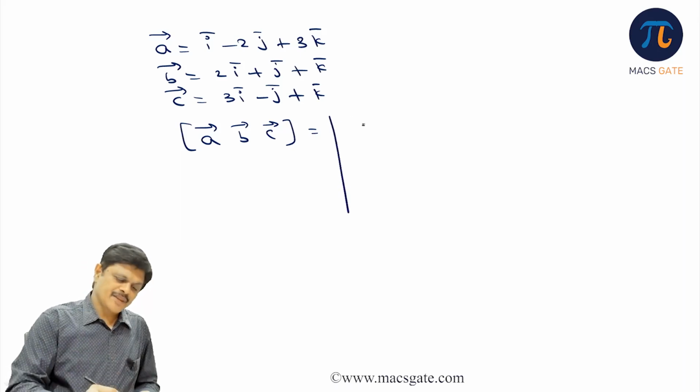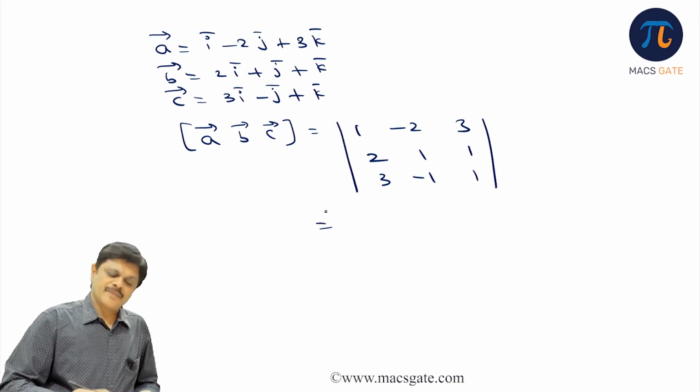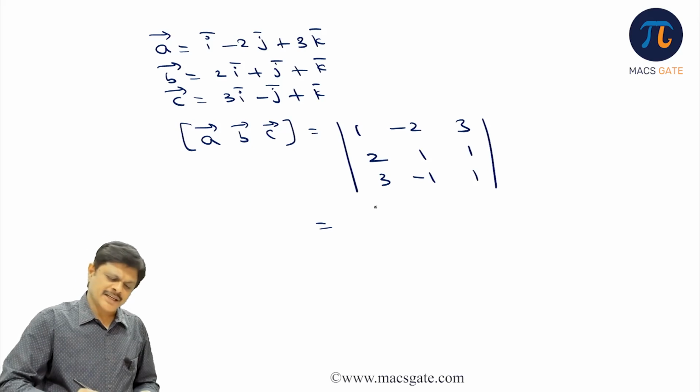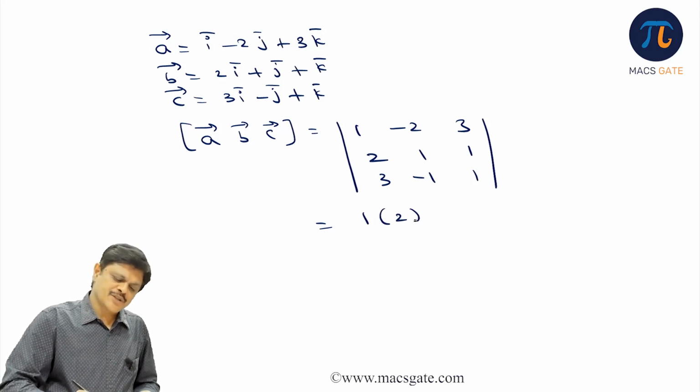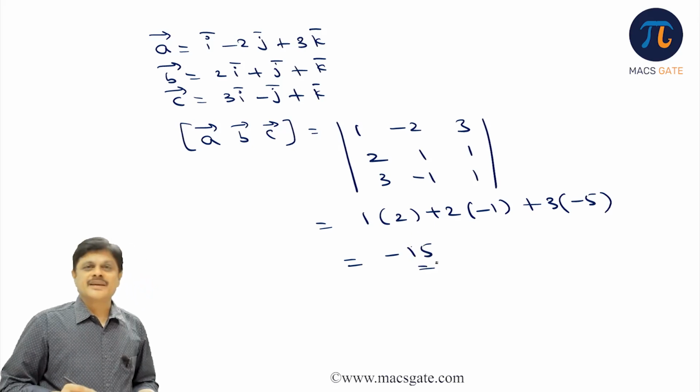That is a notation. So the determinant is 1, minus 2, 3; 2, 1, 1; 3, minus 1, 1. This is the formula. Just find this 3 by 3 determinant and you will get the answer. 1 into (1 plus 1), which is 2, minus of minus, plus 2 into (2 minus 3), that is minus 1, plus 3 into (minus 2 minus 3), that is minus 5. So the answer is 2 minus 2, which is 0, minus 15. So the answer for this is minus 15. Is the idea clear? This is about the scalar triple product.